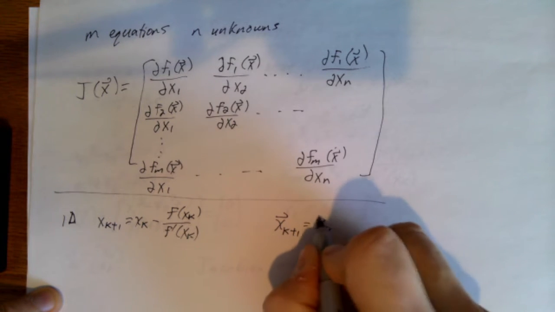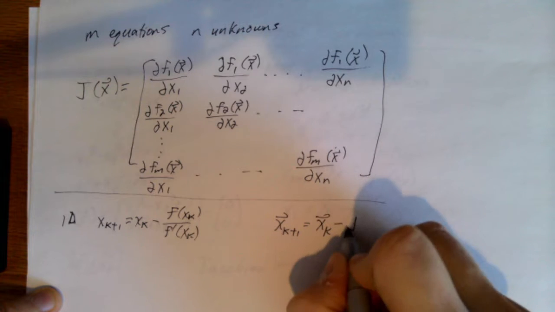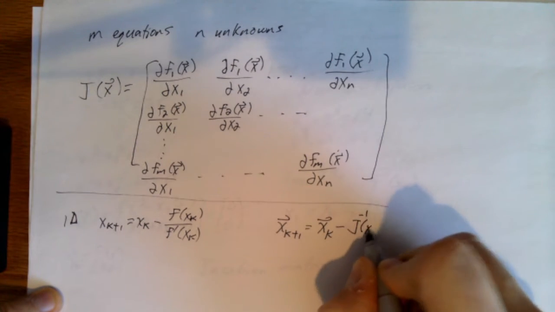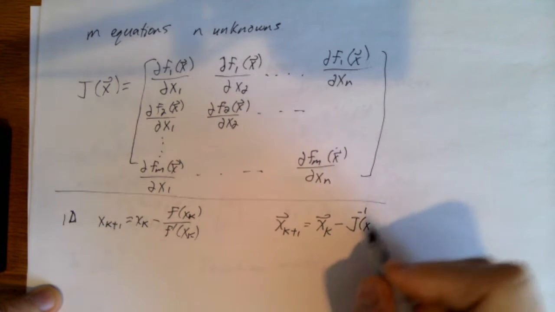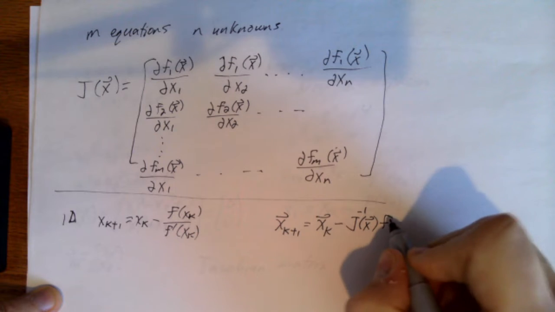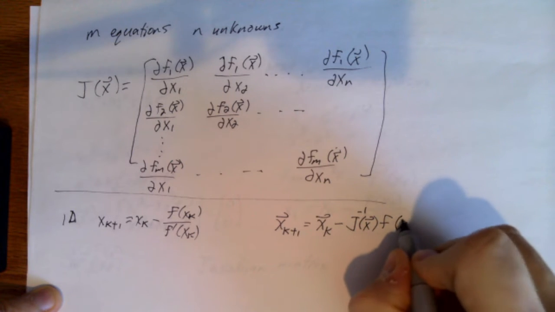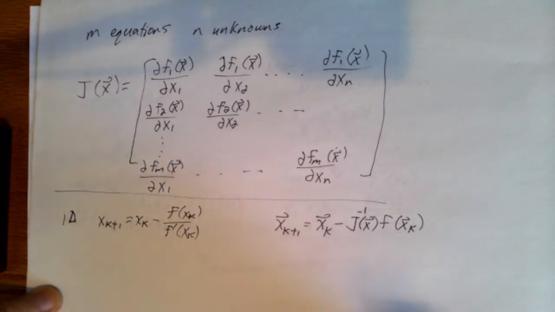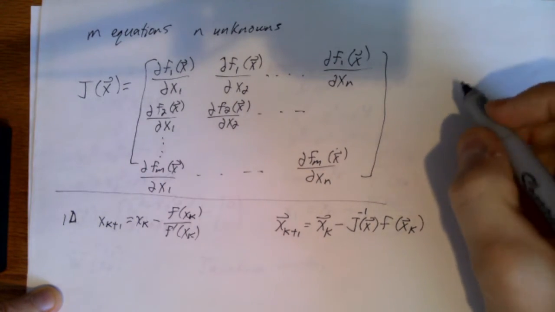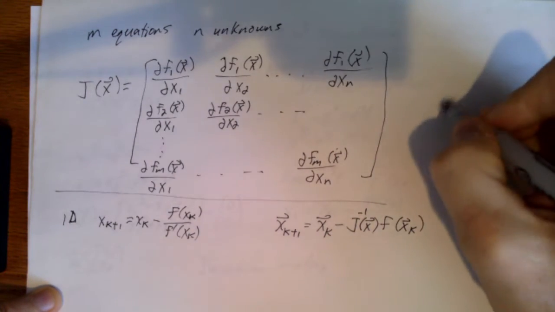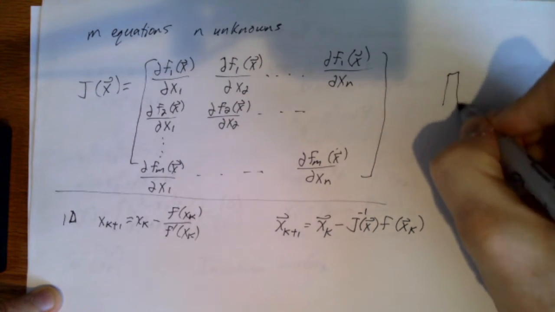the vector x sub k minus the inverse of the Jacobian. This is the Jacobian. We would find the inverse of it, at least theoretically, times this right here. So why do this? Well, remember, it's not mathematically valid to have, especially in this case, f is going to be a vector.